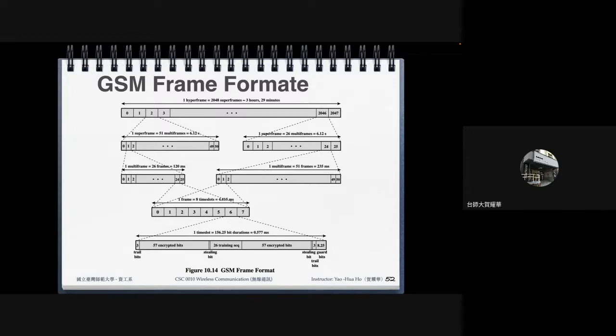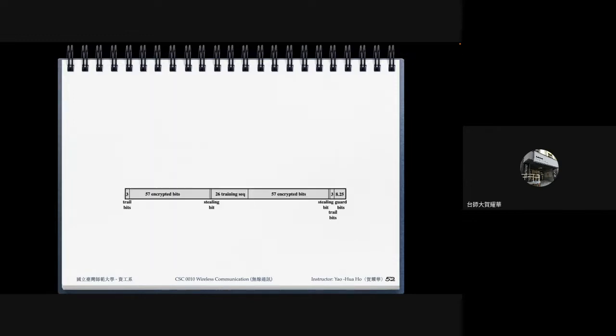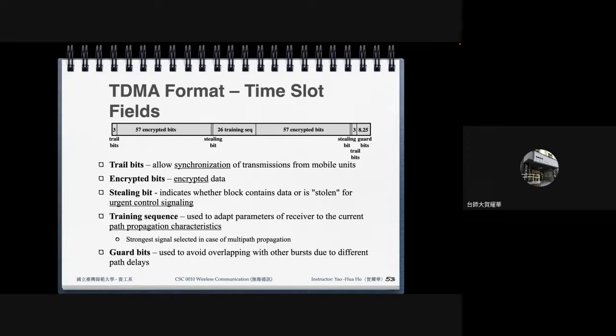Okay, the time slot has the following format. You will have tail bits. This allows for synchronization of the mobile device. So if I hear tail bits, I know that's the start of the time slot for that packet. Then I have encrypted bits. This is actually the data I want to send: 57 encrypted bits. So you can see I have 2 groups of 57 encrypted bits in this time slot frame.